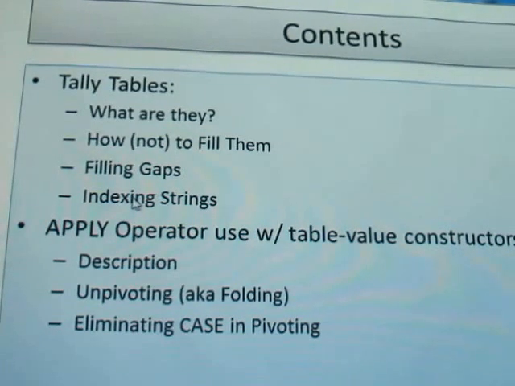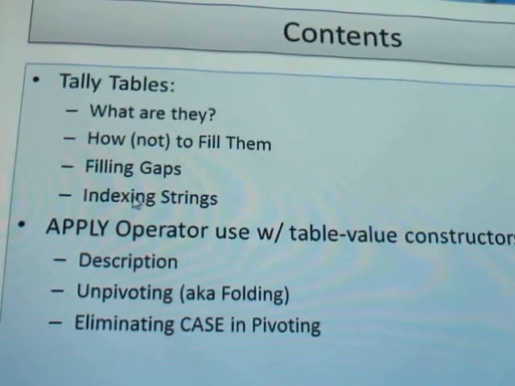So we'll describe them, and then we're going to look at an unpivoting or folding example where we're taking data that's wide and making it narrow into a normalized presentation. And then we're going to look at how we can use them to eliminate case statements when we're doing the opposite process and pivoting them out.